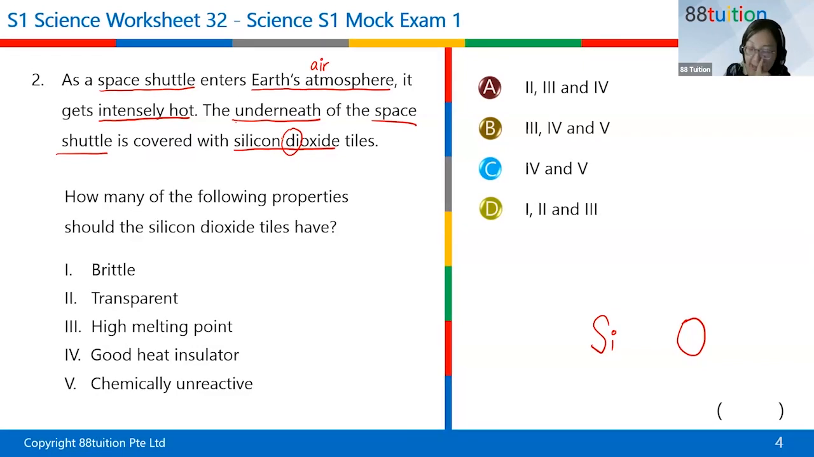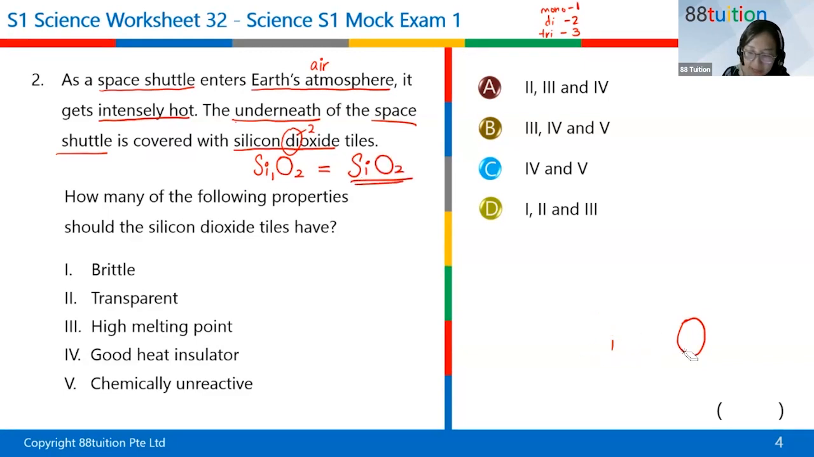Okay, di is like you have mono. Mono means 1. Di means 2. Tri means 3. Okay, so di means 2. Therefore, the formula is SiO2. That means 1 Si, 2 O, but we usually will just write without the 1.